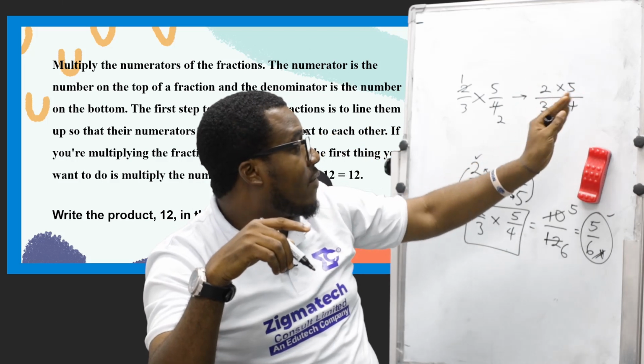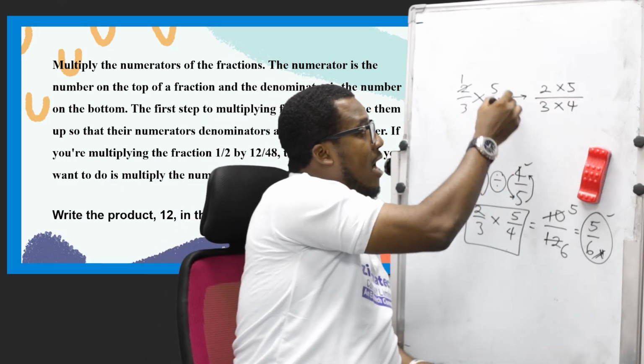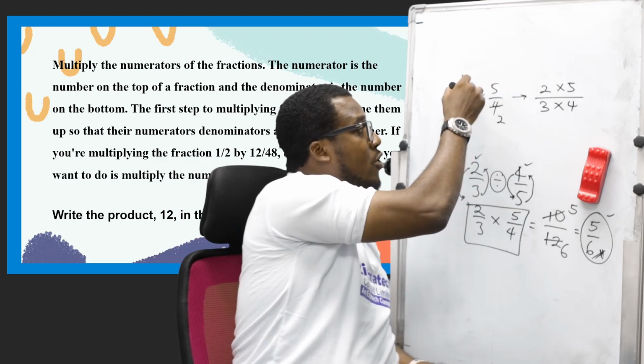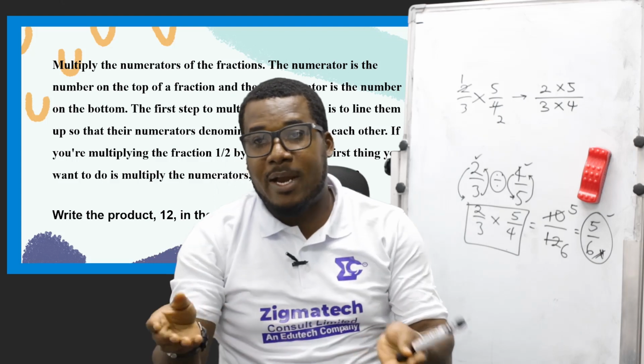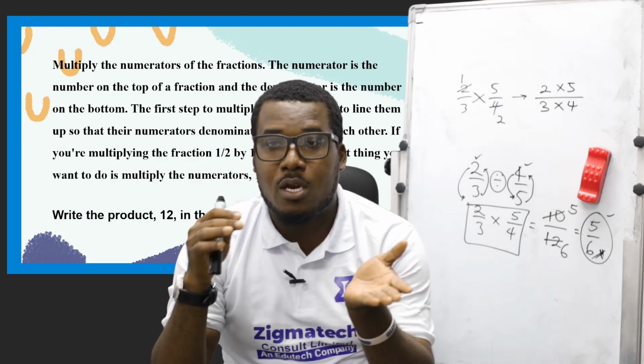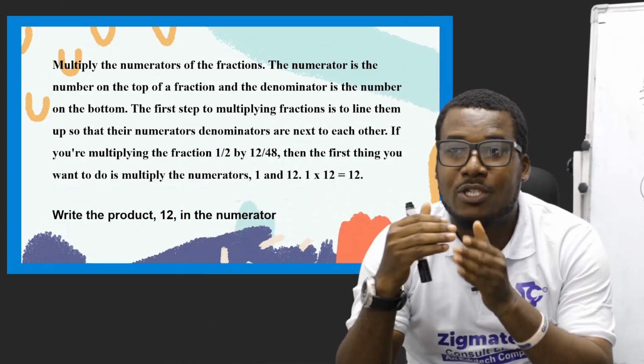So 2 times 5 all over. Now you see that the numerator 2 and the 5 over here have come together, and they are divided by the denominators 3 and 4, side by side. So you make sure they are next to each other.